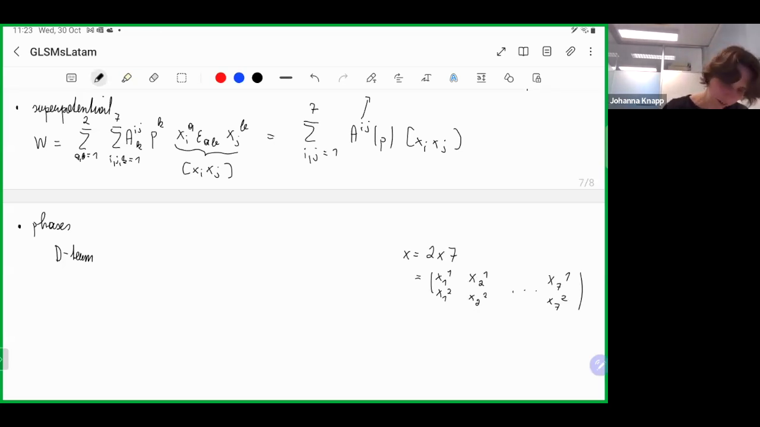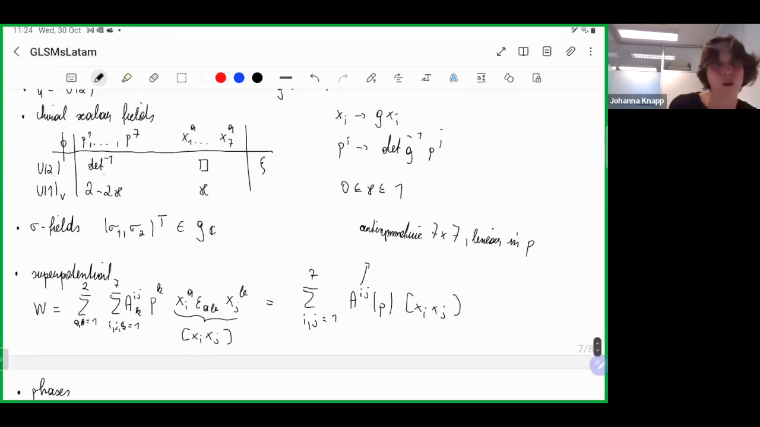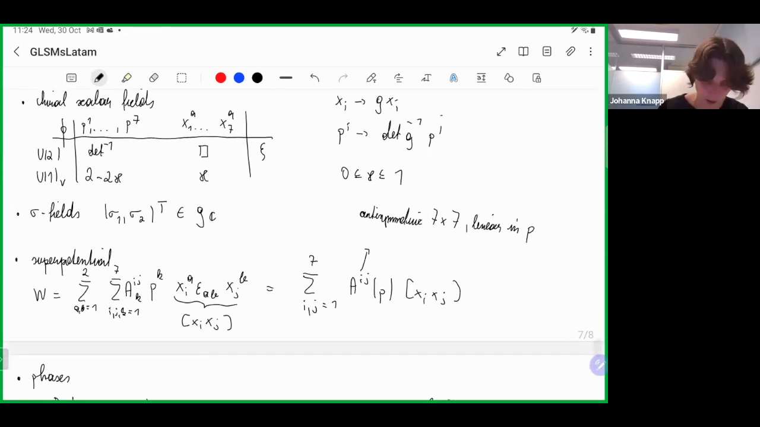So it makes sense to write something like XX dagger, where dagger is the standard complex transpose, conjugate transpose, everything is complex fields, and this will give you a 2x2 matrix. It's 2 times 7 multiplied with 7 by 2 gives a 2x2 matrix. And then we have the contribution from the scalars, and the minus sign here really comes from the fact that this transforms in the inverse determinantal representation. So the weights of these representations will be -1, and these are the gauge charges.